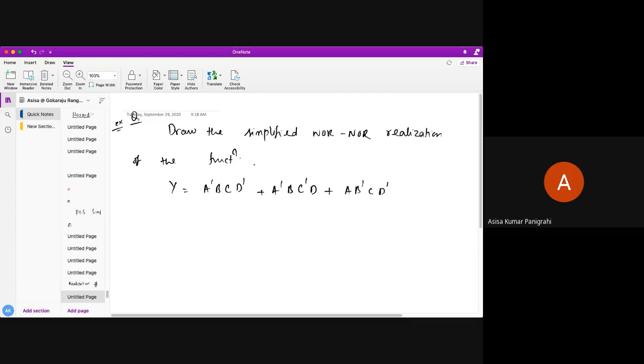Okay, so what is the question asked? Draw the simplified NOR realization of the given function. Very important, students. I will also ask a question like this in the exams. So we see here what you need to do. The question is given here.